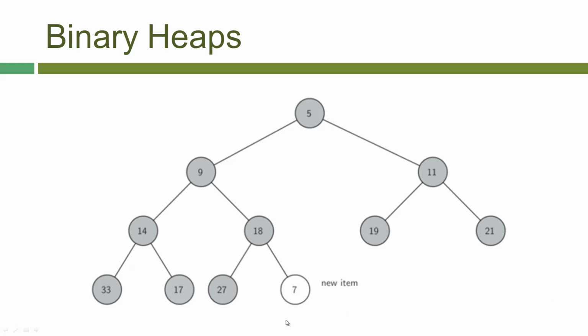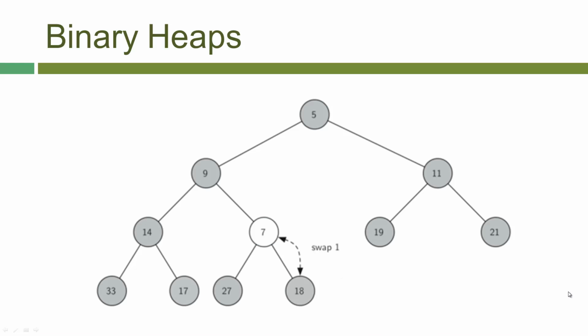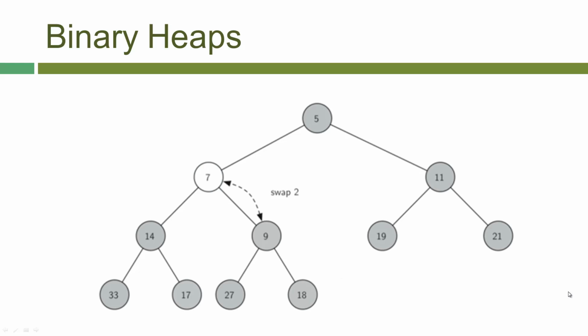Okay, so here we have our complete tree, and we just added a new item, 7, as the right child of 18. So what we're going to do is keep doing swaps and essentially percolate the new node up to its proper position. Meaning we do one swap here and another swap here. And notice that when we percolate an item up, we are restoring the heap property between the newly added item and the parent. We're also preserving the heap property for any siblings.